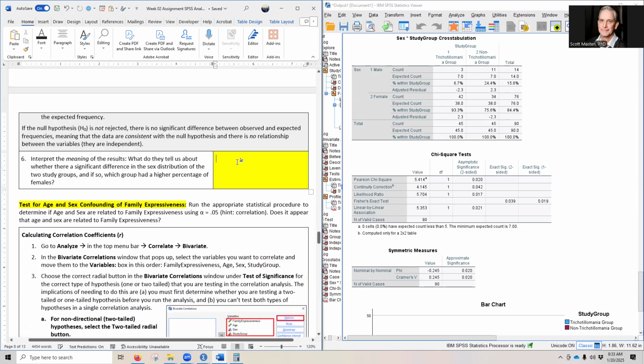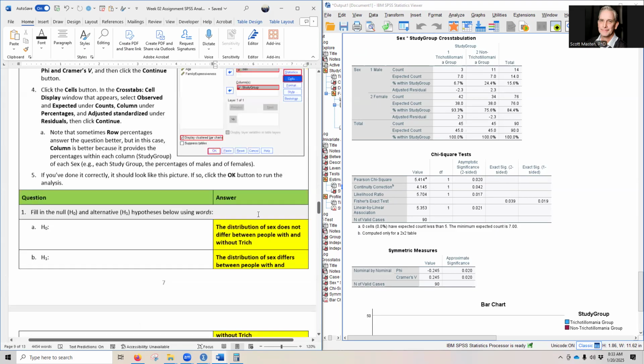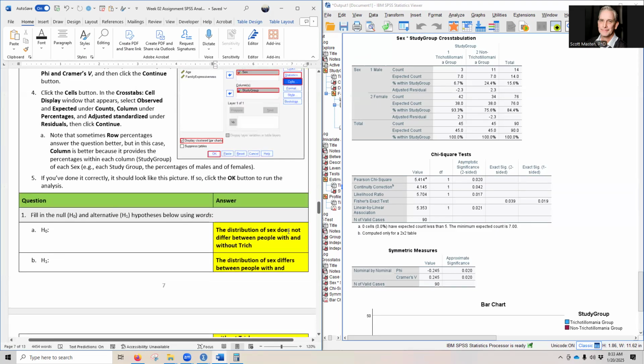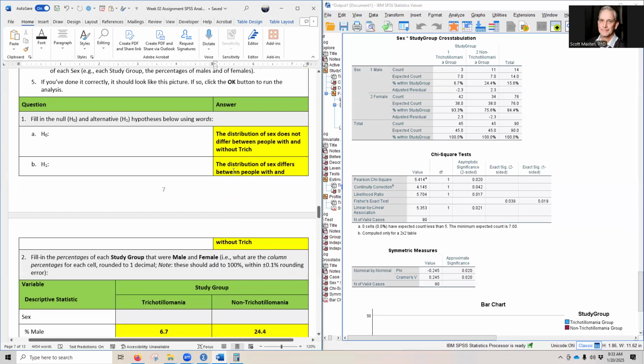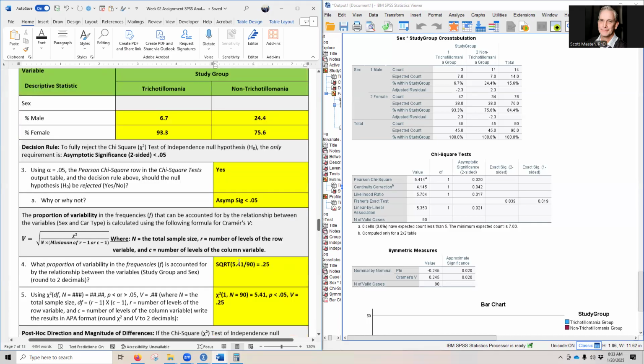So we just have to kind of summarize this. Interpret the meaning of the results. What do they tell you about whether there is a significant difference in the sex distribution of the two study groups? And if so, which group had a higher percentage of females? Well, first of all, yes, we rejected the null hypothesis that the distribution of sex does not differ between people with and without trick. So we conclude the distribution of sex does differ between those with and without trick.